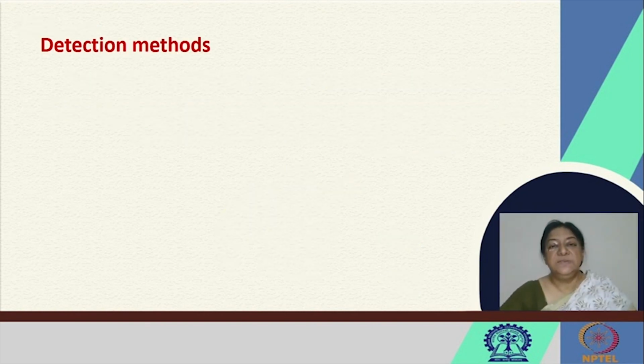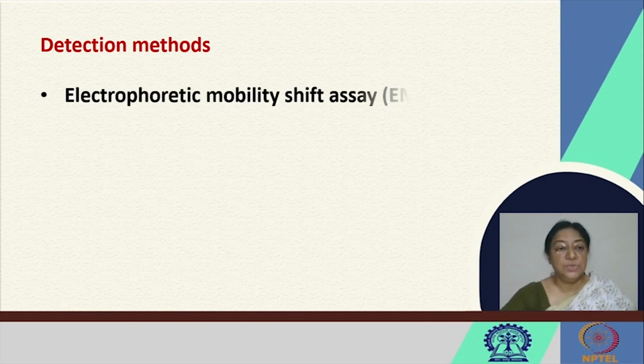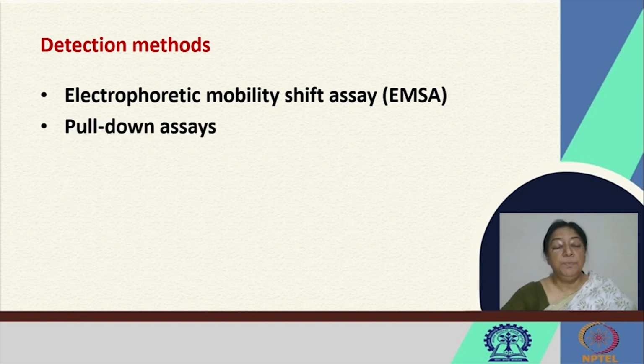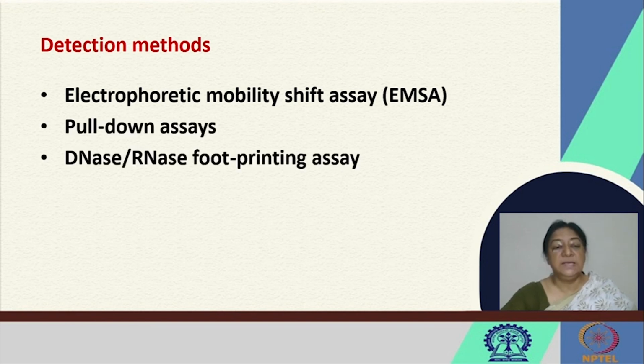We now look at specific detection methods associated with protein nucleic acid complex formation. Among the common detection methods that are used, there is the electrophoretic mobility shift assay, the EMSA as it is called, the pull down assays, and the DNase or RNase footprinting assay. In each of the three lectures that we have in this module part for protein nucleic acid interactions, we will be looking at one of the detection methods.